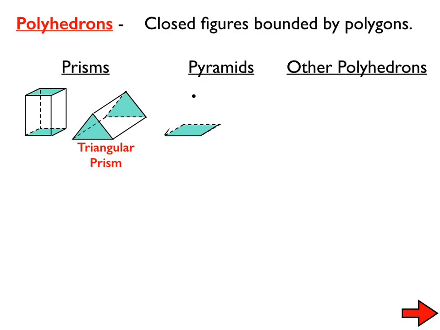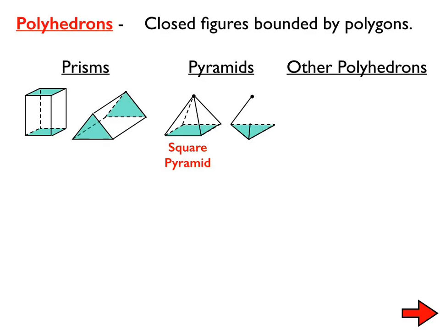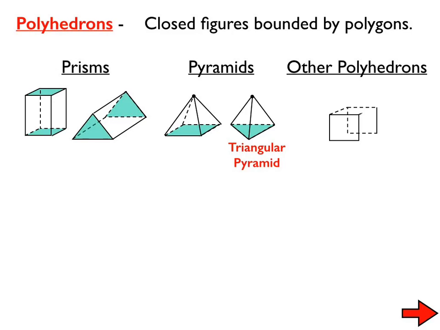Pyramids are also named by their bases. So in this pyramid, we have a base that is a square. So this is a square pyramid. Now, if you thought the base was a rectangle, you could call that a rectangular pyramid. Here's another pyramid that has a base that is a triangle. This is a triangular pyramid. And then we have other types of polyhedron that are made up of multiple polyhedrons. So for example, in this one, we have a prism with a pyramid on top. So there's no specific name for this. This is just a polyhedron that's made up of multiple three-dimensional shapes.